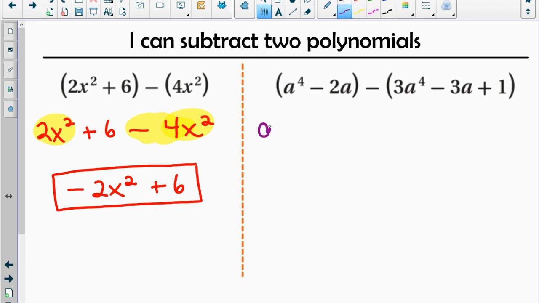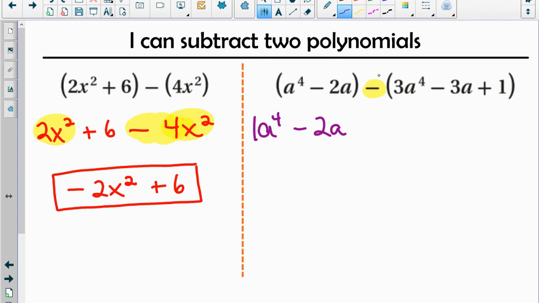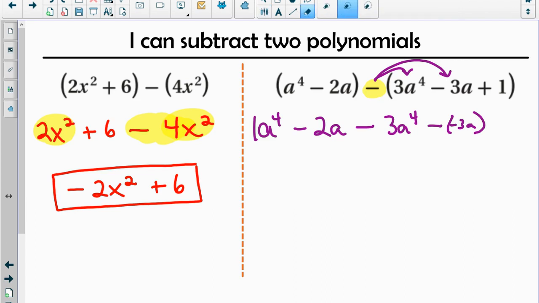For my last example, I have my first polynomial, so I just take the parentheses off the first polynomial. But now I have to show that I am subtracting everything in the second polynomial. So it's subtracting 3a to the fourth power. It's subtracting negative 3a. So it would kind of look like that. Subtract negative 3a. I don't like it looking like that.